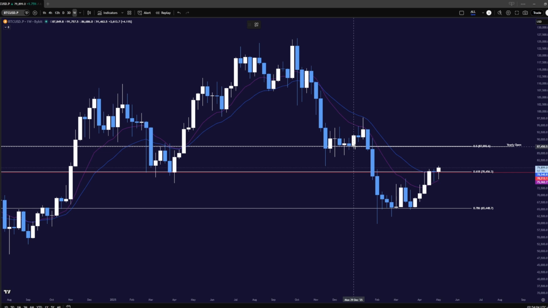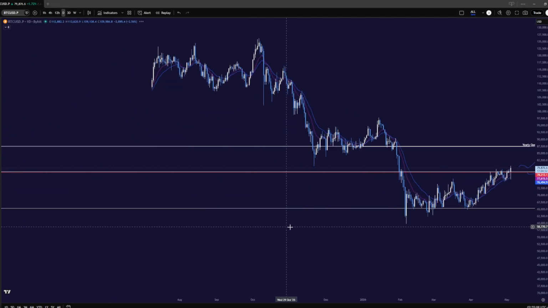So acceptance above 78.4K could quite easily open the door to 87.6K, which is the yearly open and the 0.5 Fibonacci. Whereas if we start gaining acceptance below the 0.618 and that support, that again opens the door to the lower end of this Fibonacci level, especially if we can get it to align with something else.